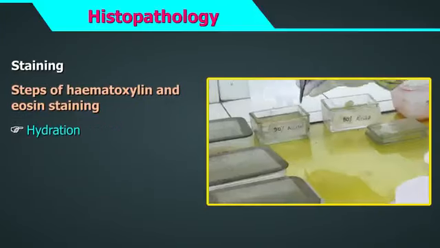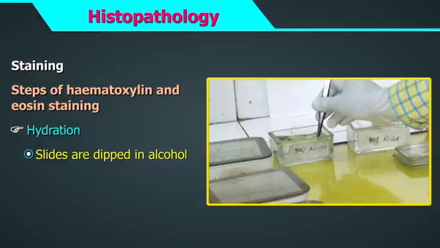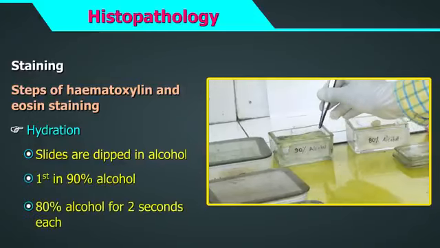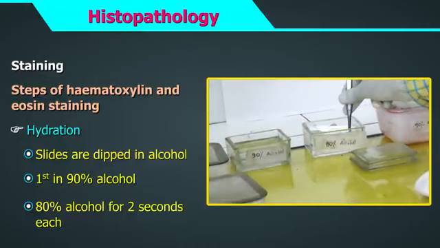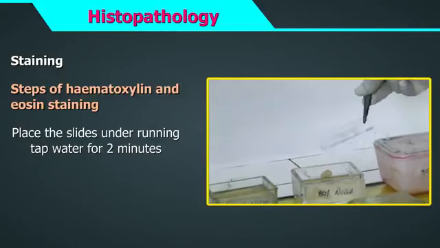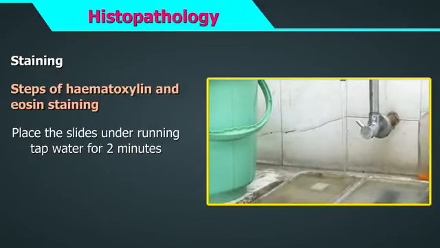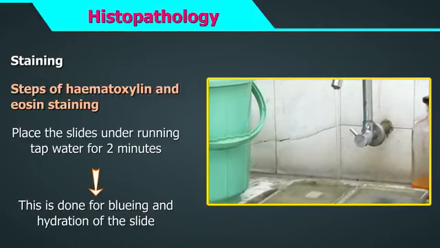Next step is hydration, in which the slides are dipped in alcohol, first in 90% alcohol and then in 80% alcohol for 2 seconds each. Next, place the slides under running tap water for 2 minutes. This step is done for bluing and hydration of the slide.